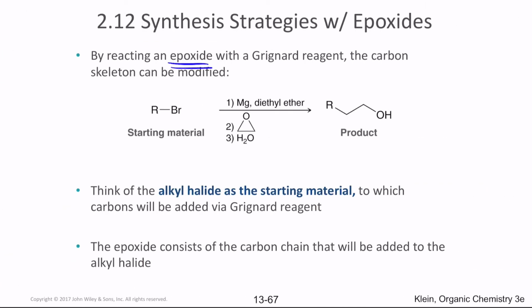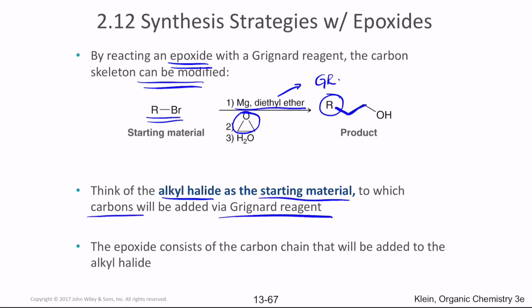By reacting an epoxide with a Grignard reagent, you can modify the carbon skeleton. So when you have a bromide as the starting material, the first thing you do is put it in magnesium and diethyl ether, which creates a Grignard reagent, and then react it with the epoxide. When you react it with the epoxide, the R attaches itself onto the carbon skeleton, meaning that you are extending the original skeleton by extra atoms. So think of an alkyl halide as the starting material to which carbons will be added via the Grignard reagent. The epoxide consists of the carbon chain that will be added to the alkyl halide. So this here is the idea behind the use of epoxides with Grignard reagents.